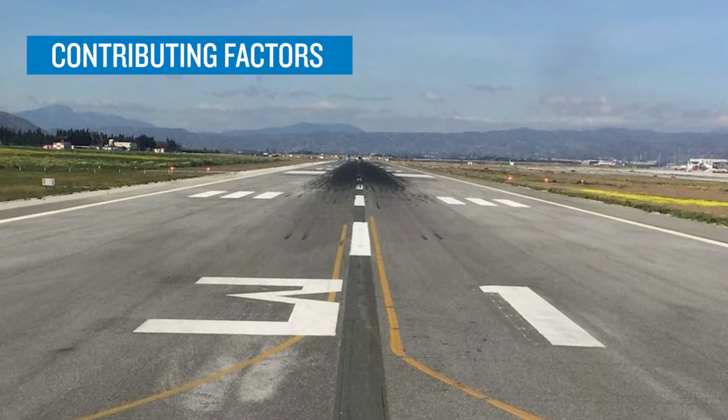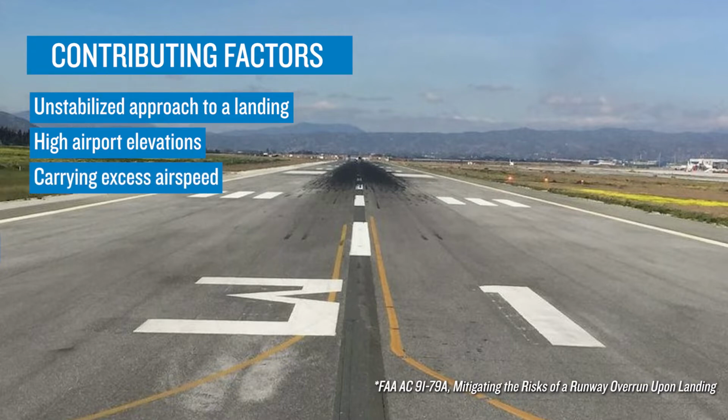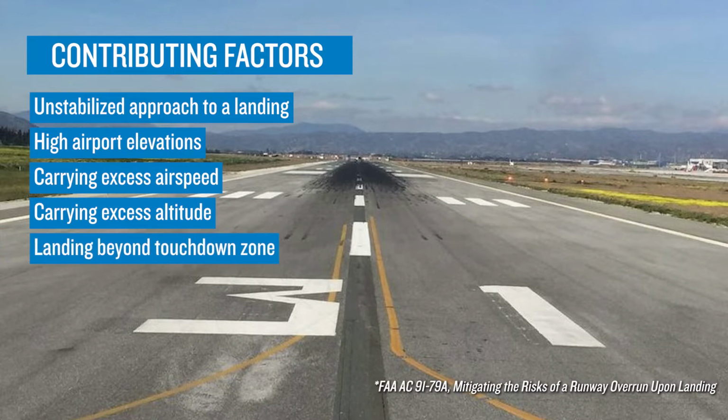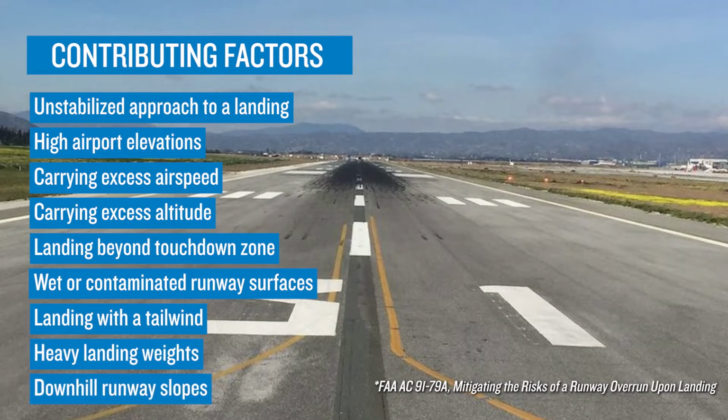There are a number of factors that contribute to runway excursion events. These include continuing from an unstabilized approach to a landing, high airport elevations, which result in increased ground speeds, carrying excess airspeed or altitude over the runway threshold, landing beyond the touchdown zone, landing on wet or contaminated runway surfaces, landing with a tailwind, heavy landing weights, and downhill runway slopes.